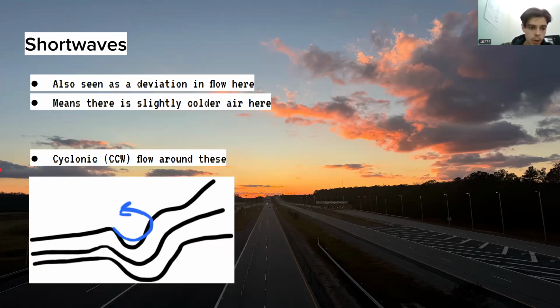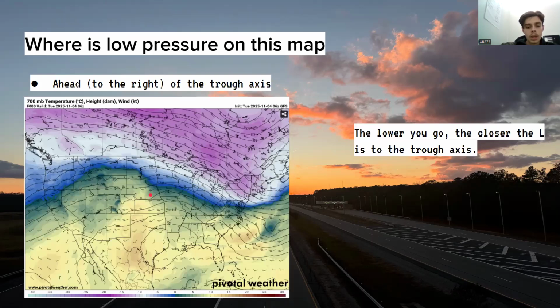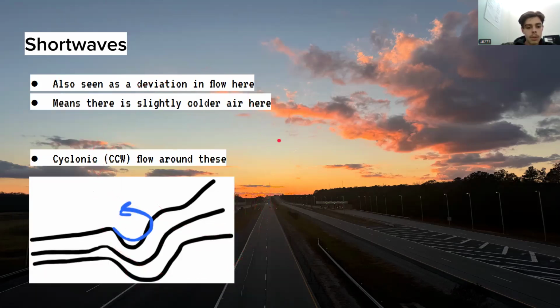Short waves. As I mentioned, same thing for this level. It's going to look like a little pothole if that's a road. We are going to have cyclonic flow when that happens, because you know it's going this way, so it's going to curve like that. That would be counterclockwise, which is cyclonic flow. Here, what we can know is that there's slightly colder air, and that's going to be important when we talk about thermal advection a little bit later.